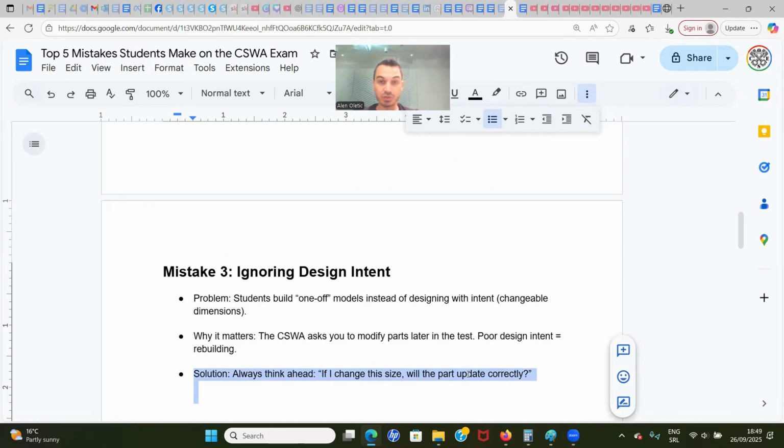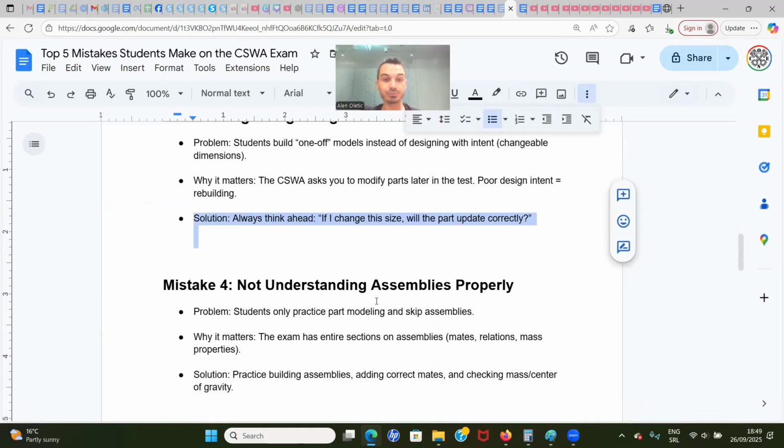This is not only related to sketches, it's also related to the features that you're going to use, how you're going to use them, and in which order you're going to use them. So this is mistake number 3, and this is how you can avoid it.